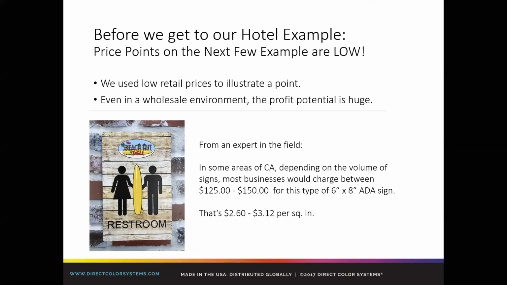It doesn't mean that folks, pick anywhere, pick Illinois or Indiana, you might not be able to get those prices there. We might not be able to get those prices here in Connecticut. Maybe our prices are way lower. Maybe in New York City, they're even higher than that. But so we all try to use this as a guide. When we get to our hotel example, I believe we use $1.75 a square inch.